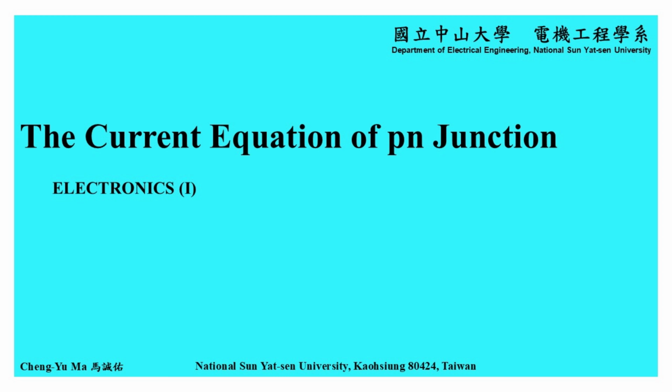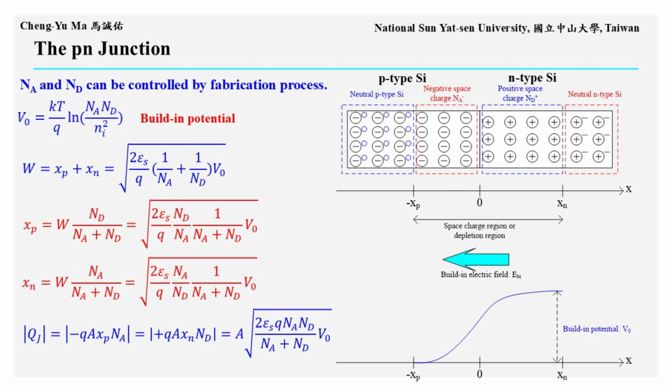Hello, everyone. In this section, we will introduce the current equation of the p-n junction in electronics. In the previous section, we introduced that once a p-n junction is formed, even without any external bias, there is already a built-in electric field and a built-in voltage, V0, inside the p-n junction.